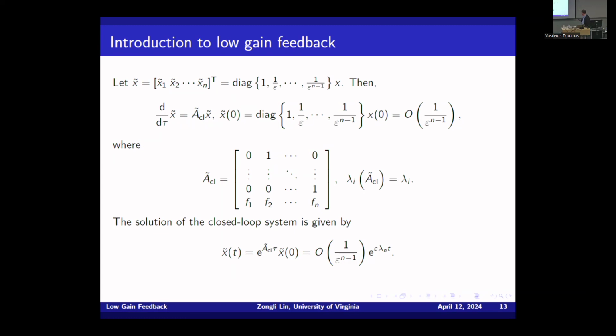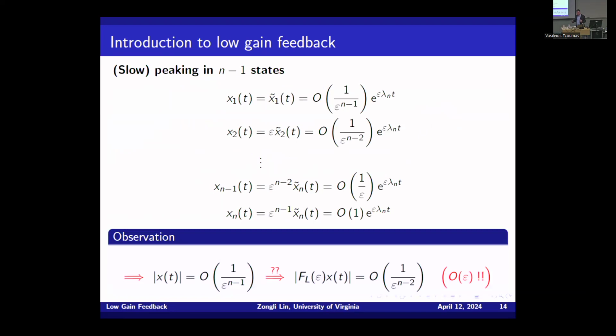So now you can see here, low gain feedback introduces what? A very slow time scale. The convergence will be very slow. That's what we lose. But the initial condition here is very large, 1 over epsilon to the n minus 1. Now we want to look at the state in the original state. There's a peaking here. I call it slow peaking, slow peaking in the n minus 1 state.